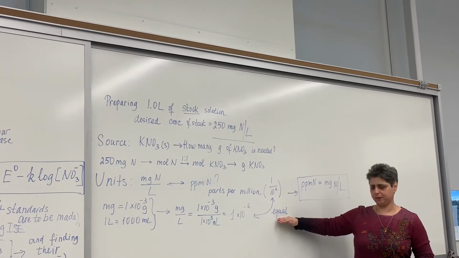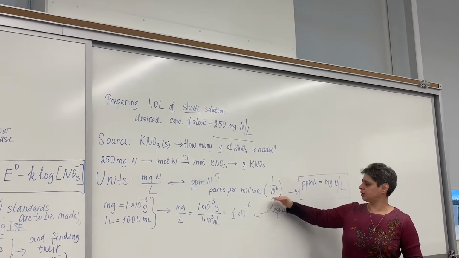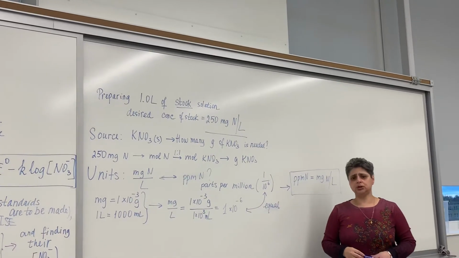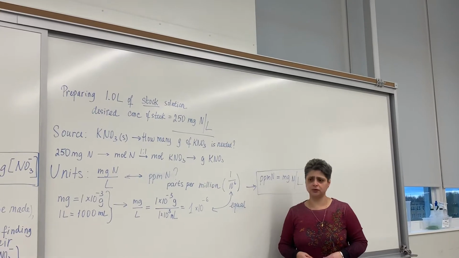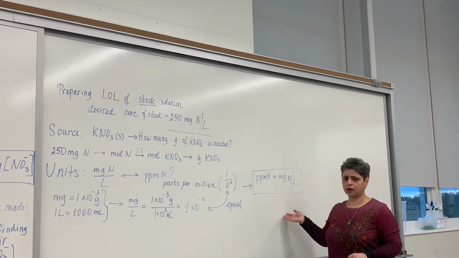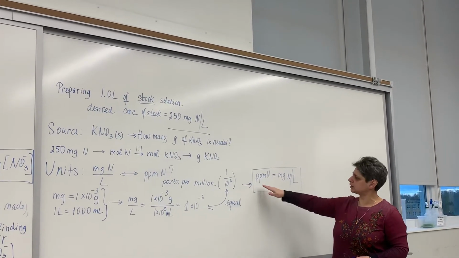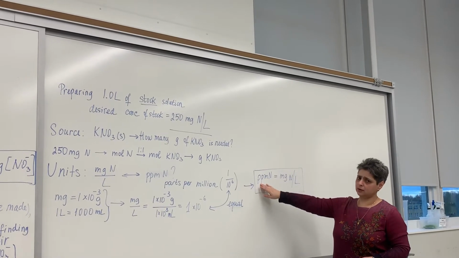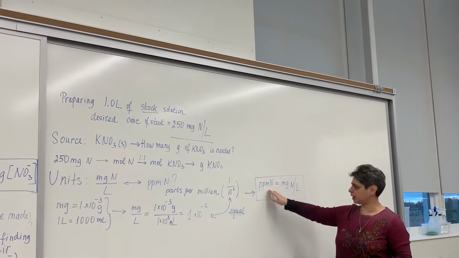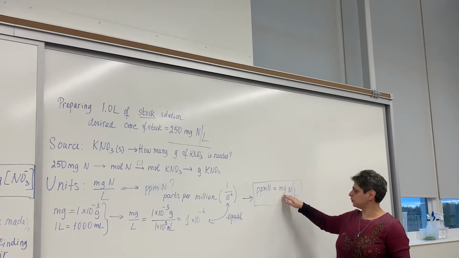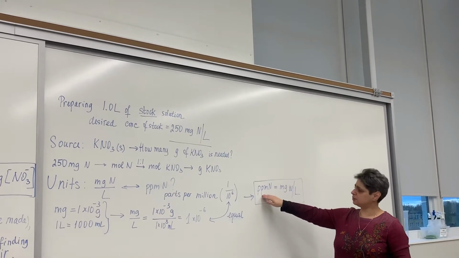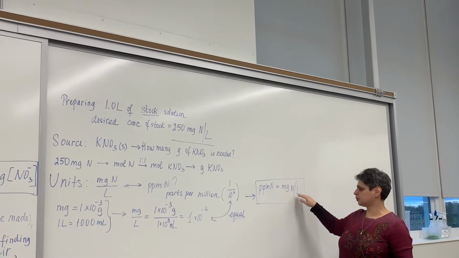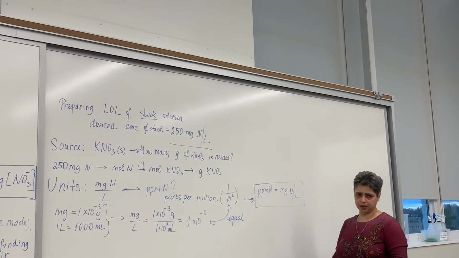They're equal. So what I'm trying to tell you that you need to remember throughout this, and hopefully in the future, if you ever have to do any sort of calculation or analysis like this, parts per million of a substance or particle is equal to milligrams of that particle per liter. So we can use parts per million nitrogen or milligrams per liter nitrogen interchangeably.